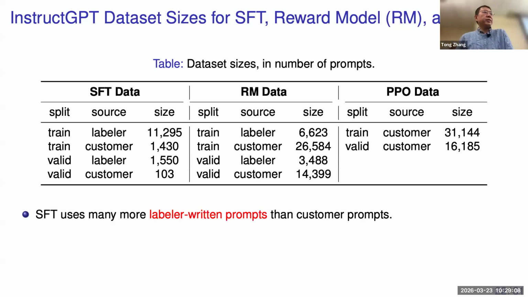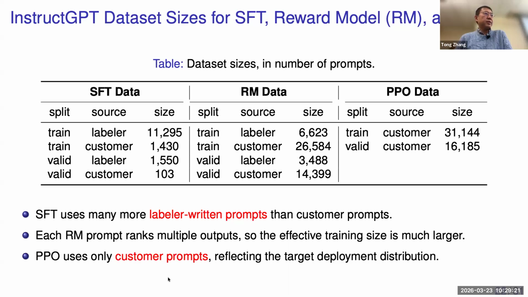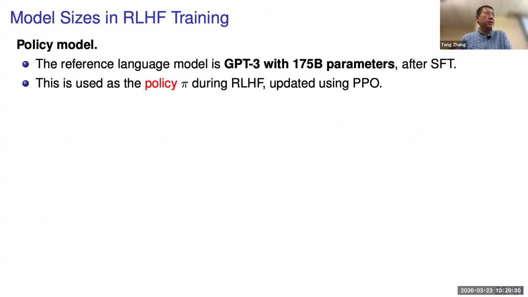Use many more labeler-written customer prompts, right? For the reward model, you have multiple outputs, and the training size is much larger. This one needs a larger dataset, and the PPO uses only customer data. Basically, if you want to train a ChatGPT, you want to favor customer prompts. So that's what it is.